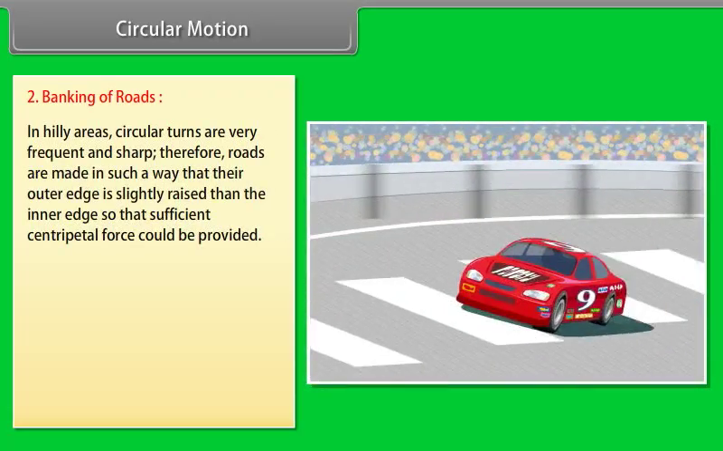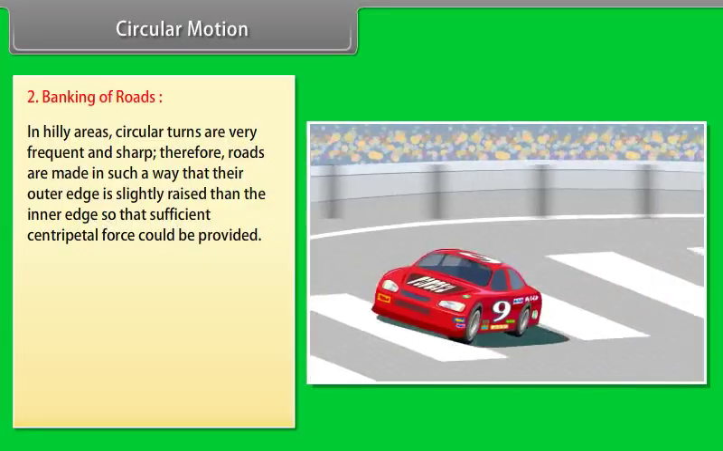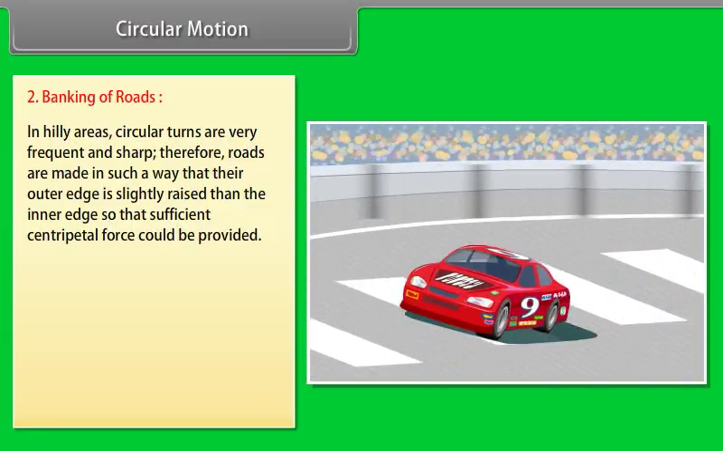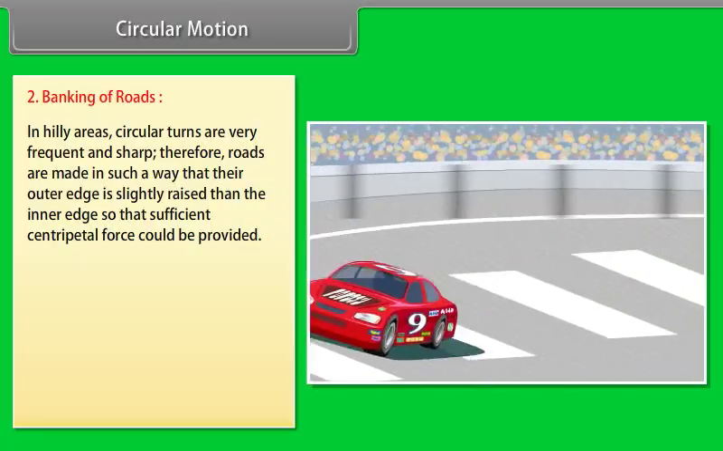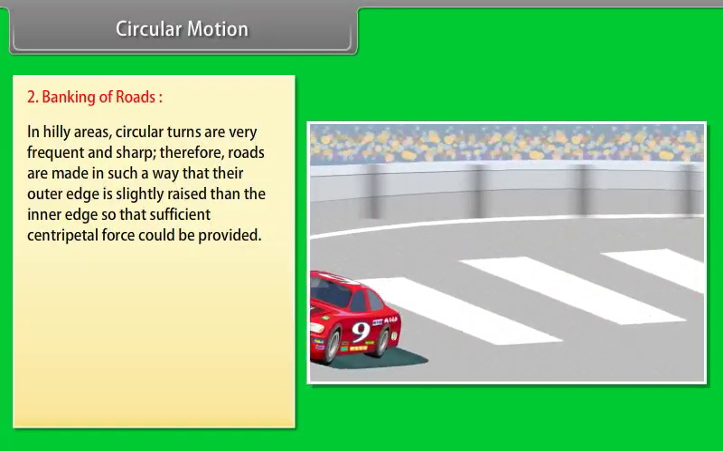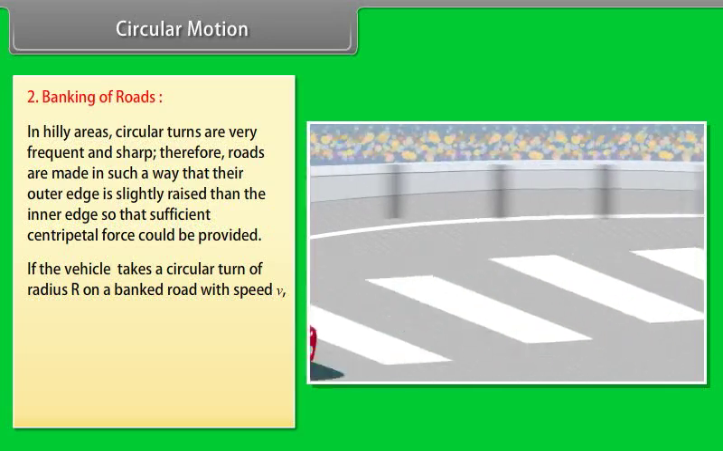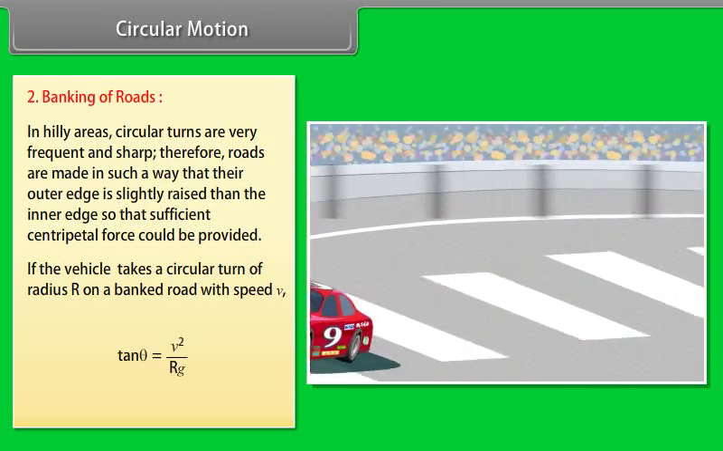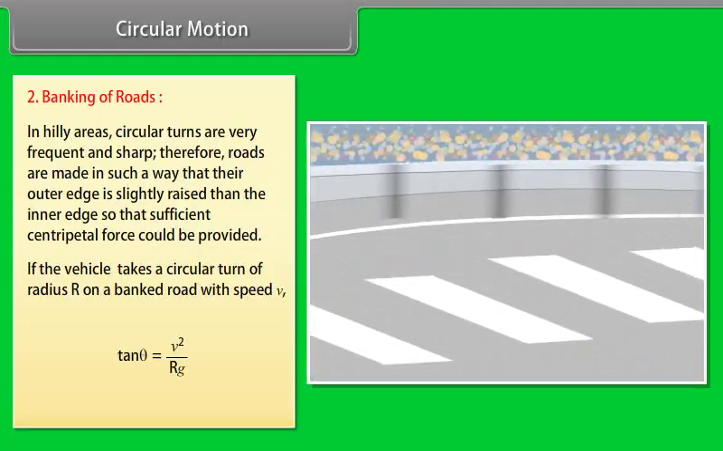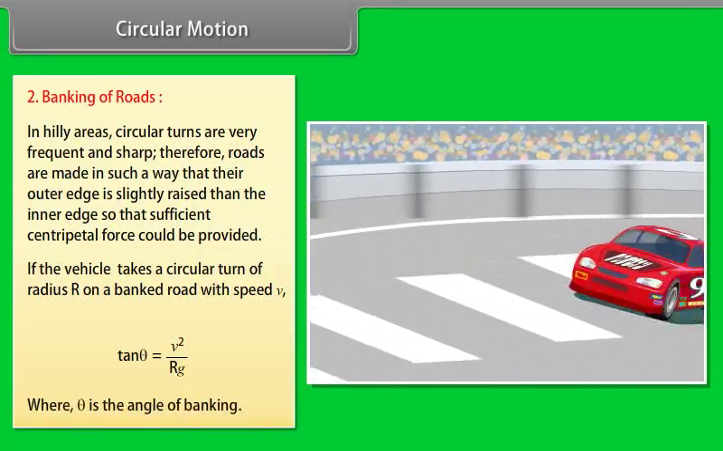In hilly areas, circular turns are very frequent and sharp. Therefore, roads are made in such a way that their outer edge is slightly raised than the inner edge, so that sufficient centripetal force could be provided. If the vehicle takes a circular turn of radius r on a banked road with speed v, tan θ = v²/rg, where θ is the angle of banking.